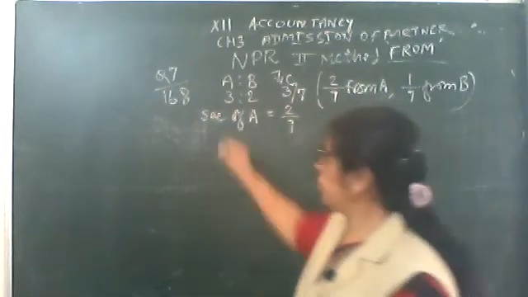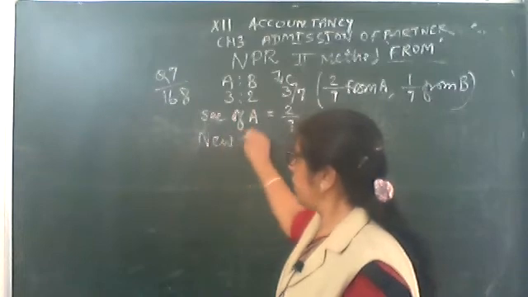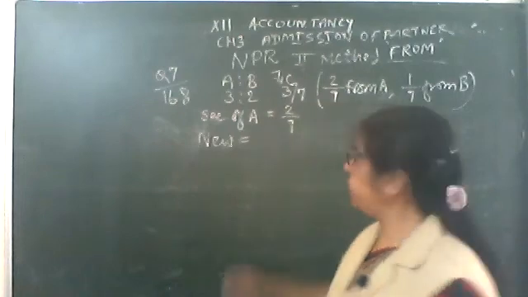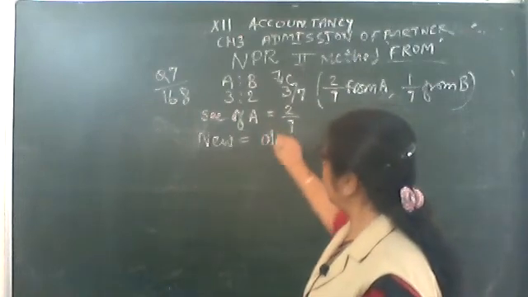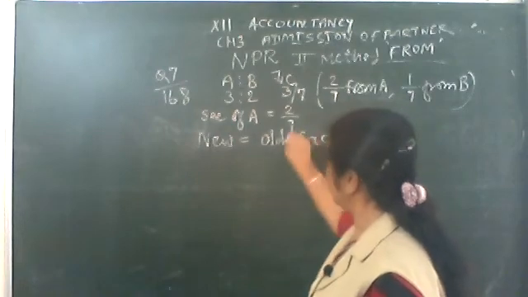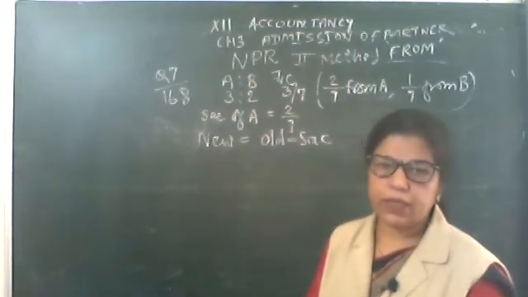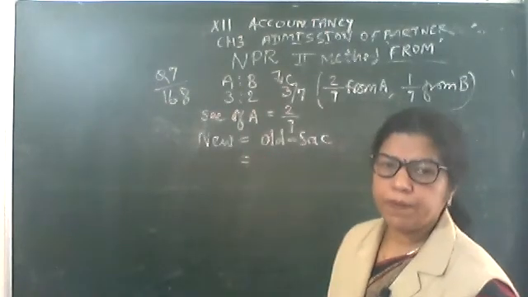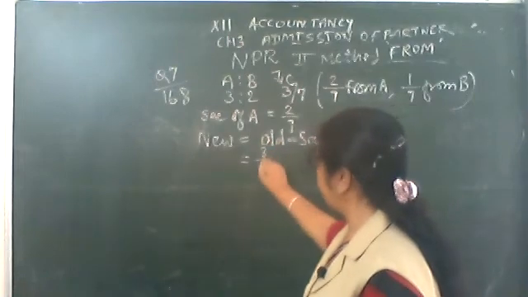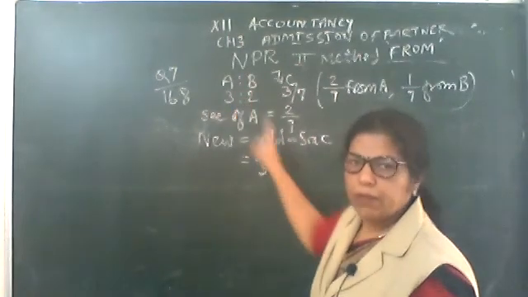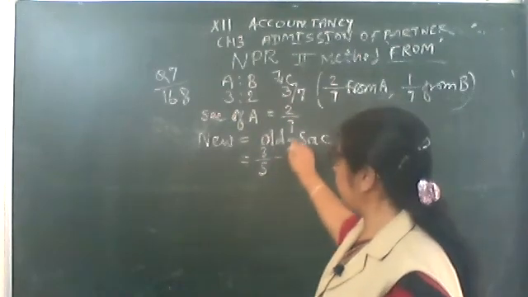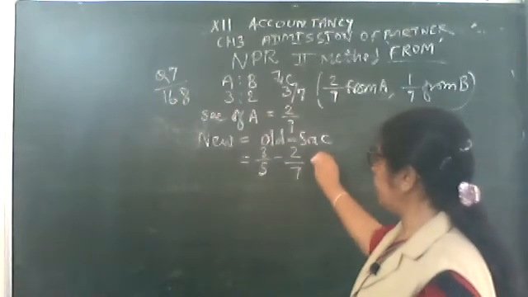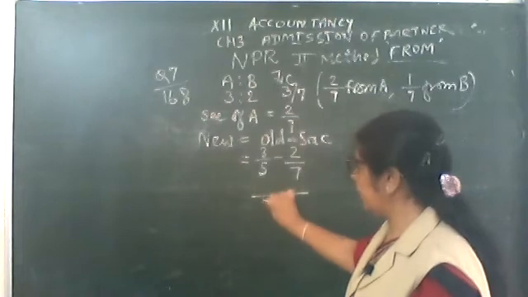Good. How to calculate the new ratio, my dear? Yes, dear children. Very good answer. New ratio is equal to old minus sacrifice. What is A's old share? 3 upon 5. Very good. 3 upon 5 minus sacrifice, that is 2 by 7. Now you will take the LCM, that is 35.